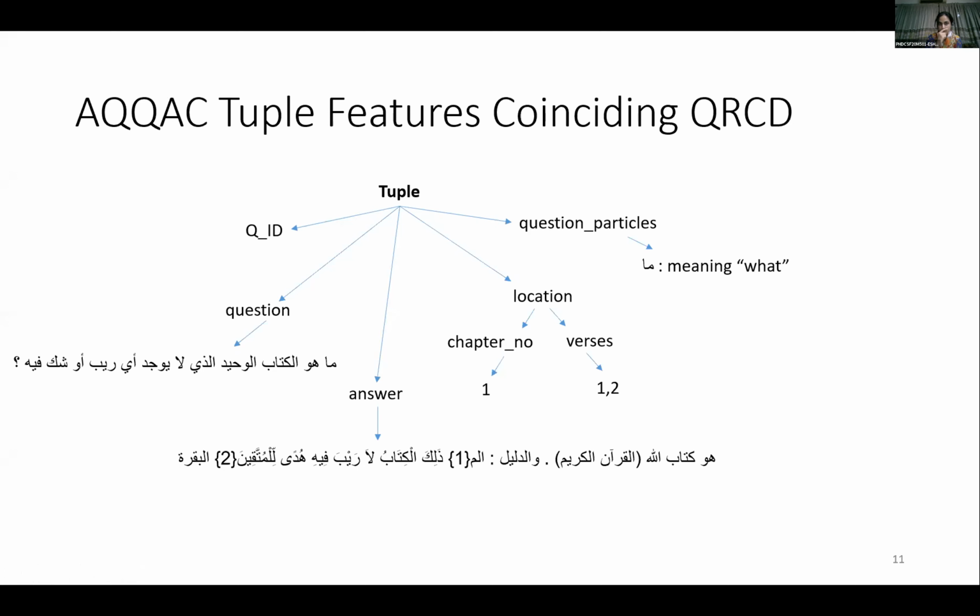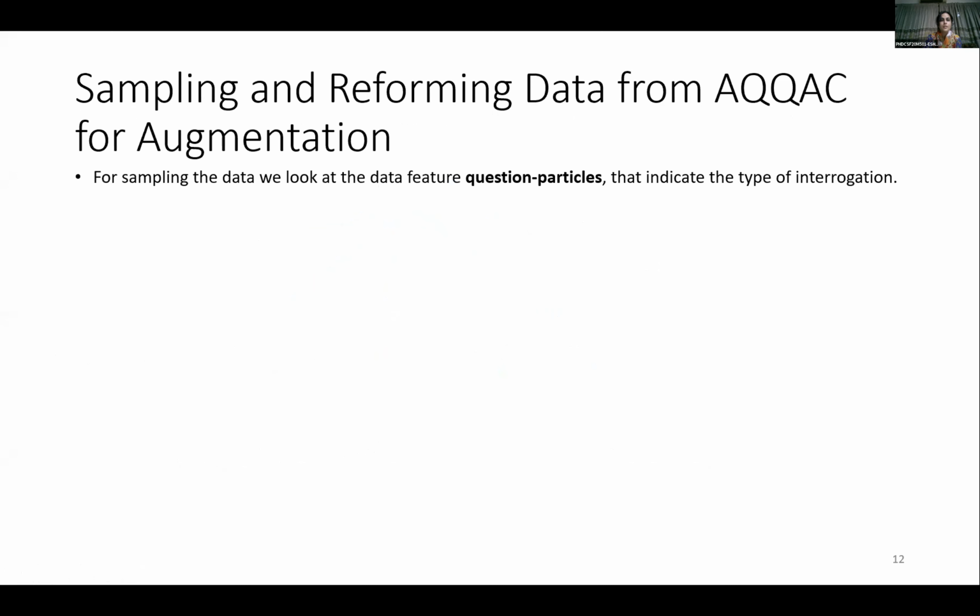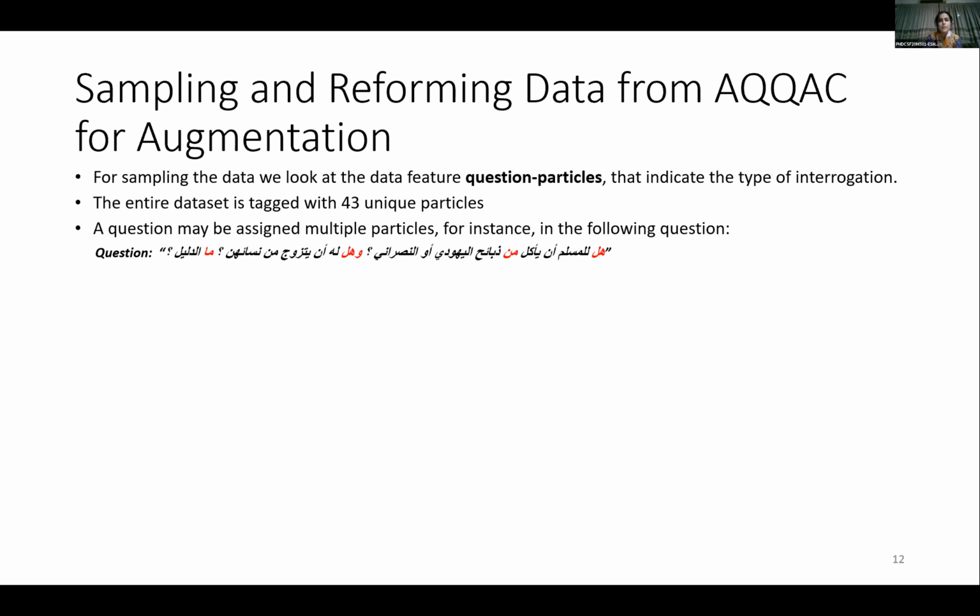Besides, there were some differences in the question answer style from QRCD, so we had to select some of the tuples using certain techniques. So for sampling and reforming data from this data set, we actually looked at this question particle property of this data set, and there were 43 unique particles identified. A question could have been designated with multiple particles. Like this question, the 4 particles that are identified in it are highlighted here.